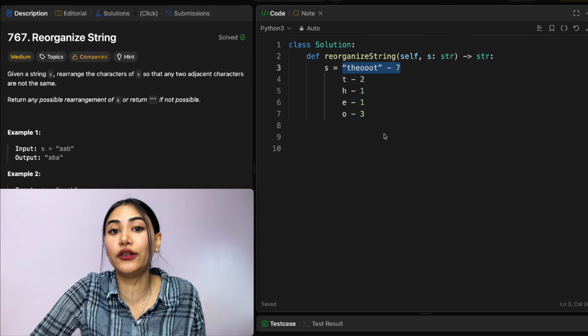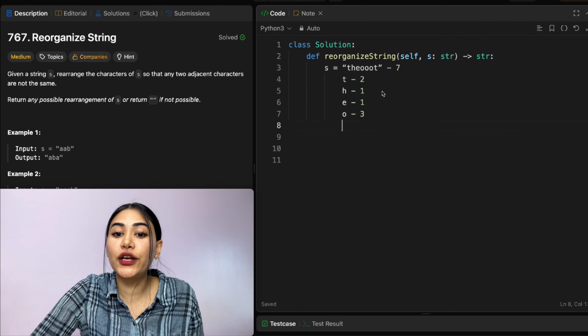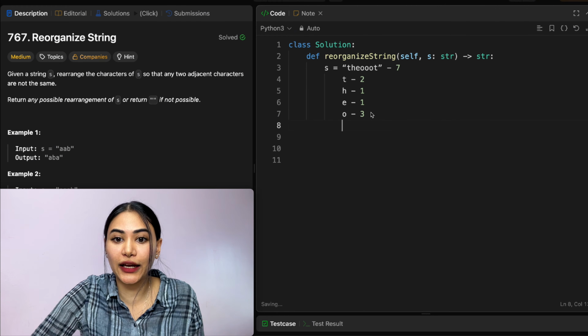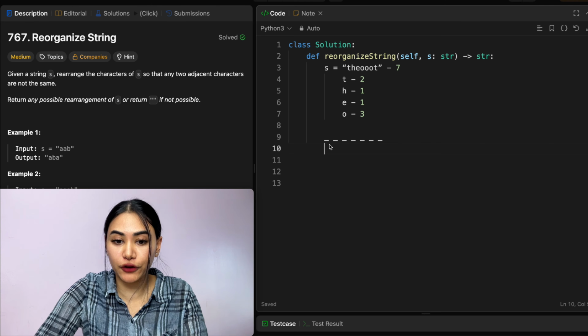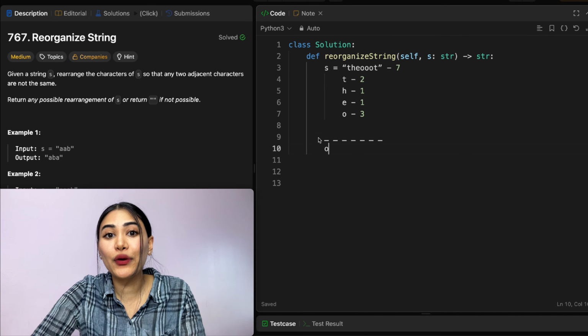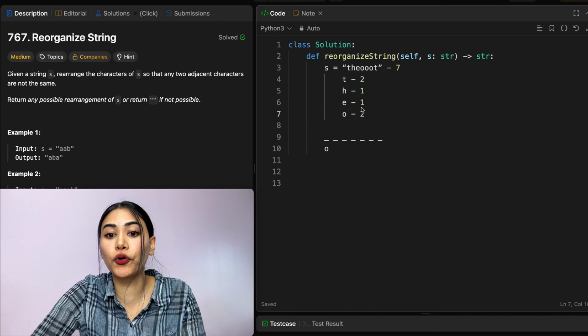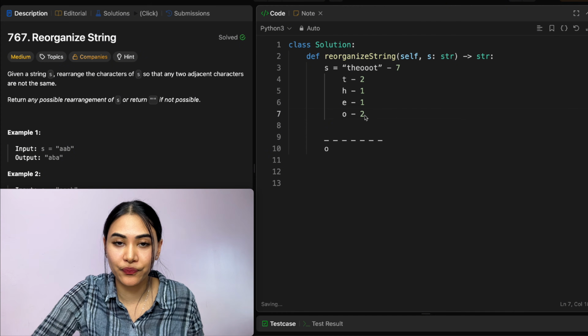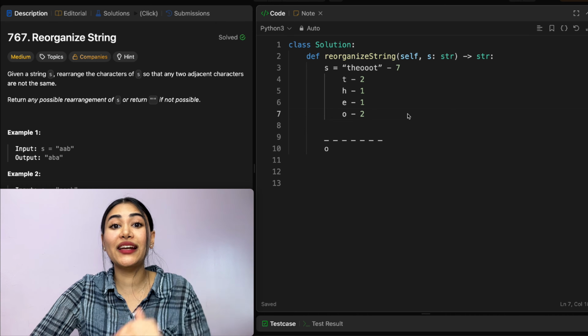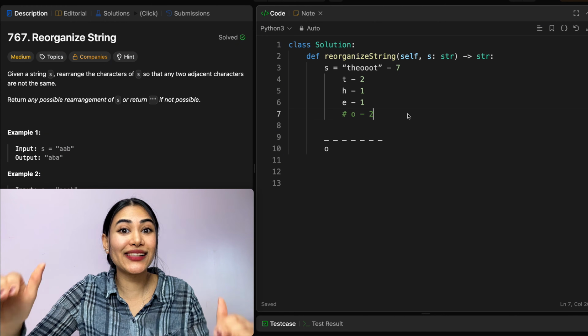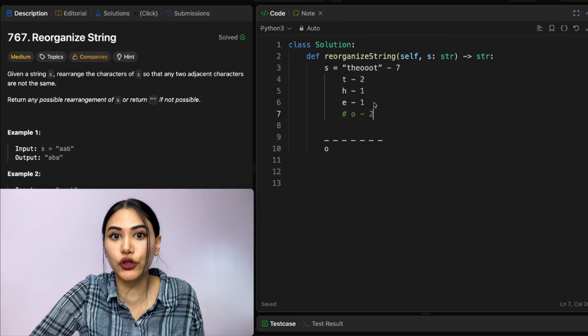Now, to figure out what the arrangement is actually going to be, we know we want to use the most frequently occurring character as much as possible. Right off the bat, we can use an O in our first position. Now that we've used an O here, there are only 2 more O's remaining that we need to use. And since we have used it here, we can't use it again in our next spot. So we're going to temporarily set it aside and cancel it out from the characters that we can use.